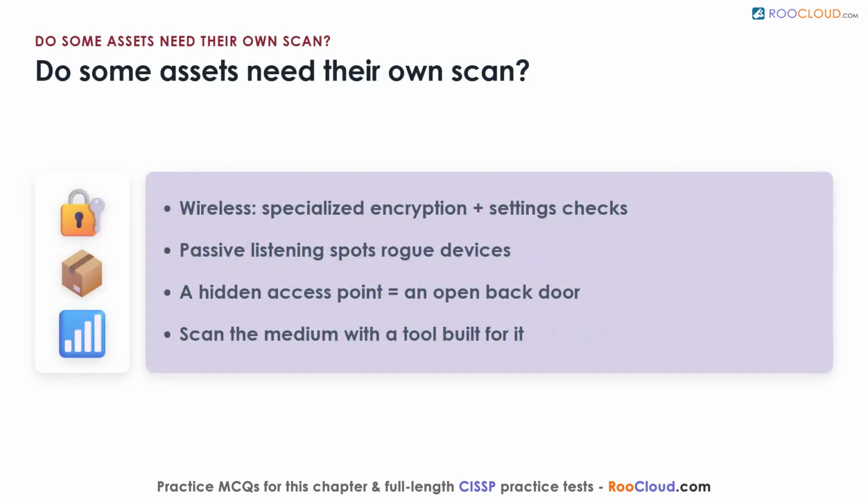Do some assets need their own kind of scan? Yes, and wireless networks are a clear example. Specialized tools assess the encryption and security settings of your wireless environment. They can also work alongside passive listening to spot rogue devices that quietly attach themselves to your network. A hidden access point is an open backdoor, and ordinary network scanning may never notice it. When the medium is the air itself, you need a scanner built for the air.